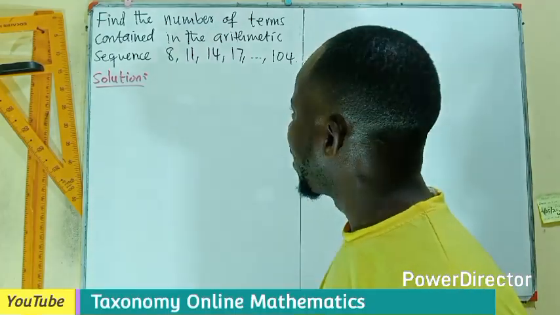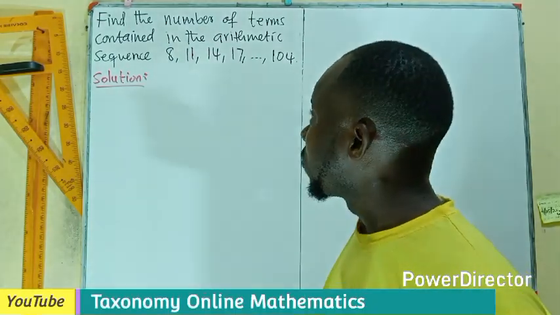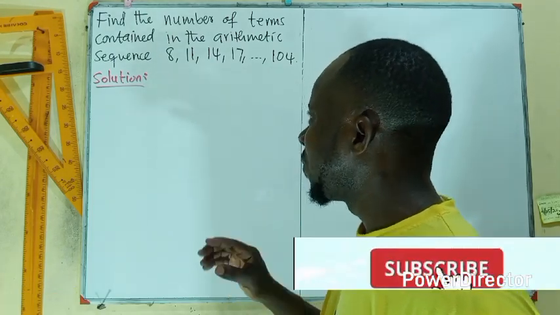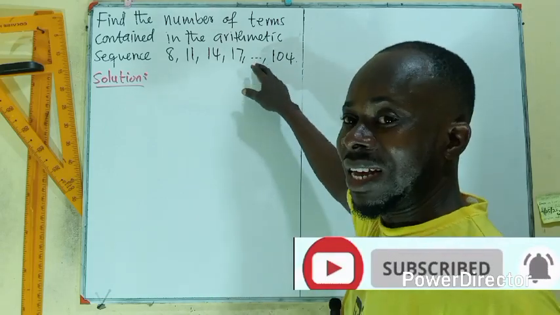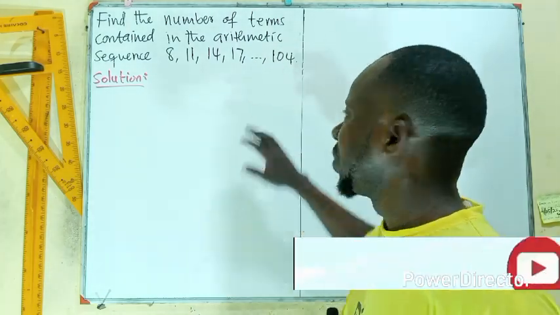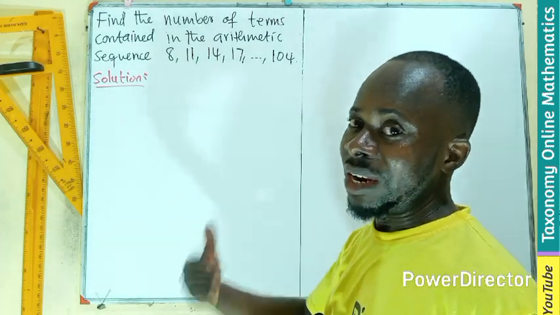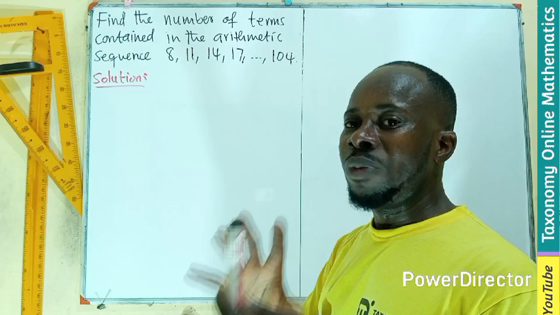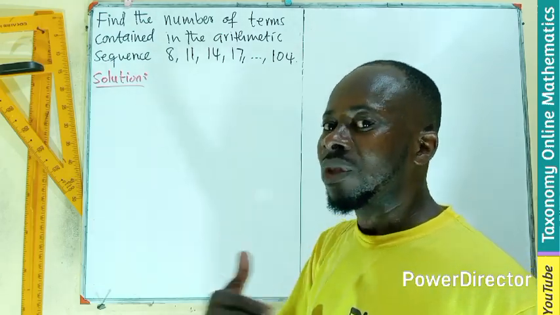Welcome. Let's provide an answer to this question under sequence and series. We are to find the number of terms contained in the arithmetic sequence 8, 11, 14, 17, and so on up to 104. You can take your time to find the common difference and keep on adding till we get there. But to ease ourselves from that trouble, we know we have to use the formula.